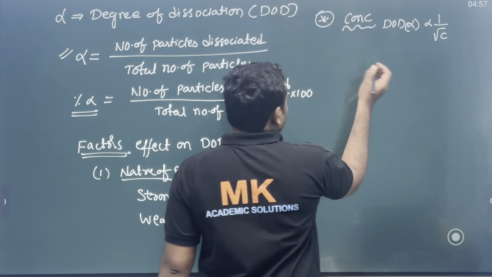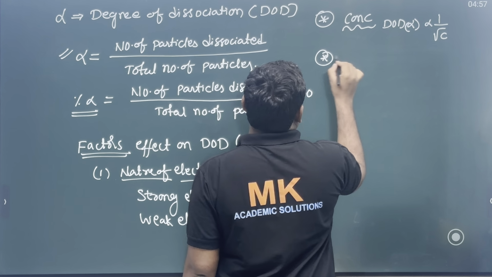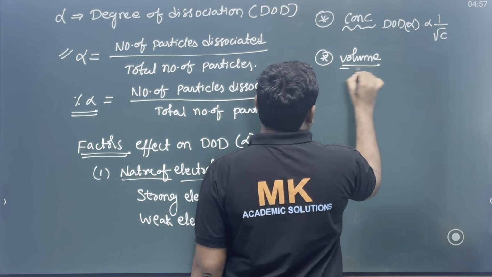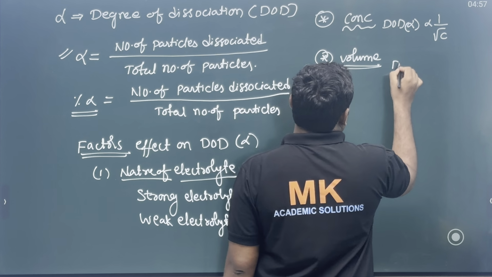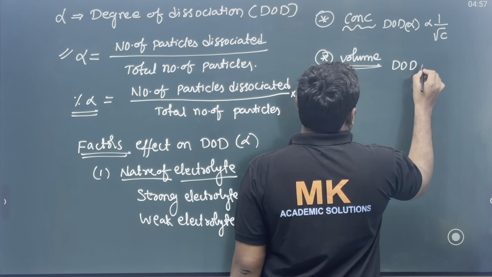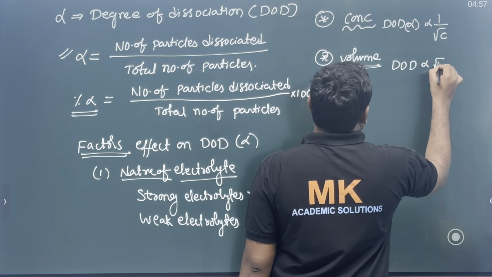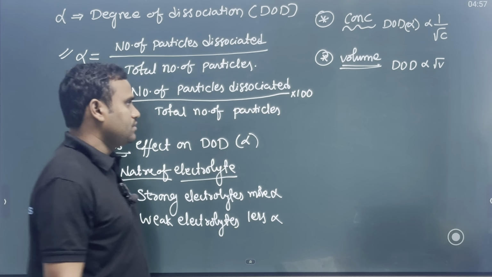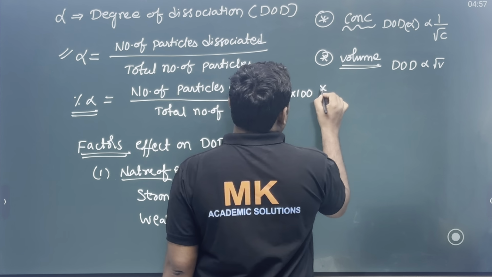Next, volume increases. Degree of dissociation is directly proportional to the square root of volume. Volume increases, degree of dissociation also increases. Next, nature of solvent.